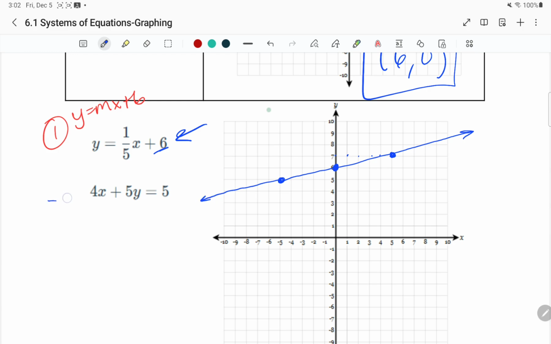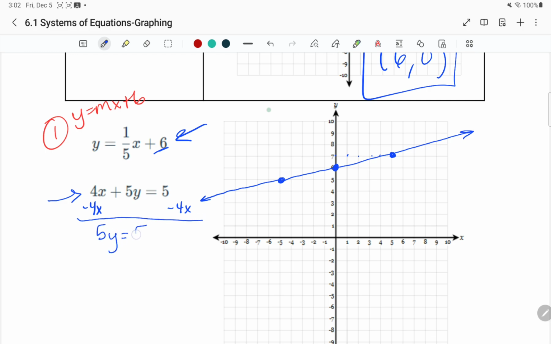But now this one is in standard form. And so you can either graph using the intercepts or you can graph by solving for y. So it depends on what you are most comfortable with in the last unit. I suggest this being your go-to. I know it's more math, but it is consistent. It will work every time.